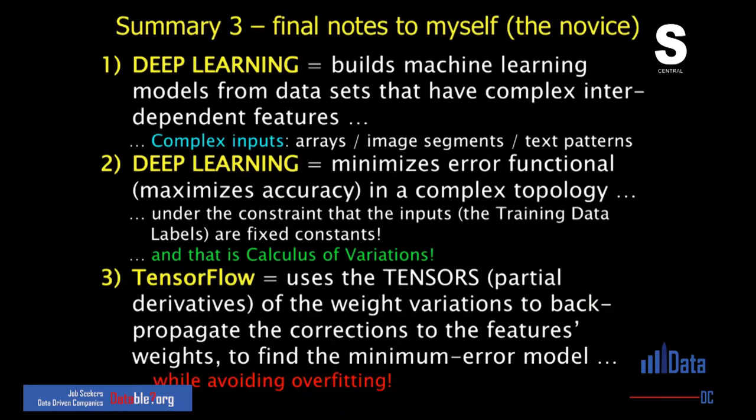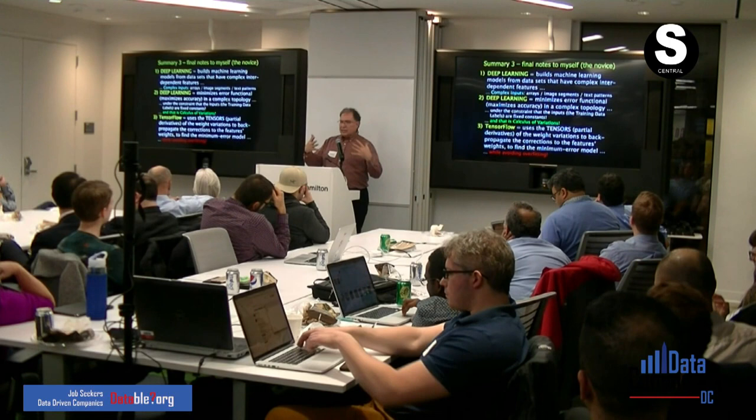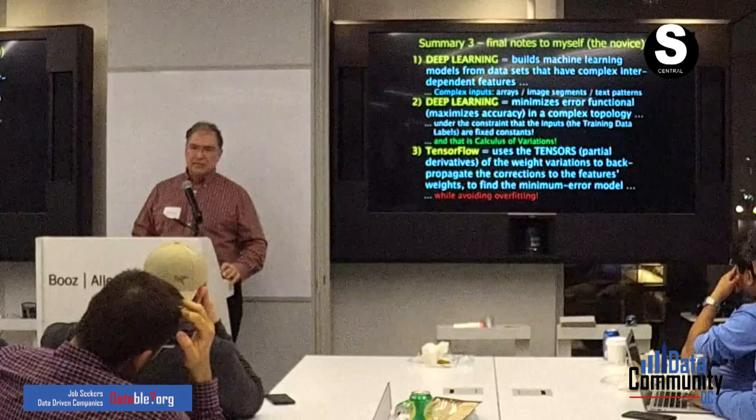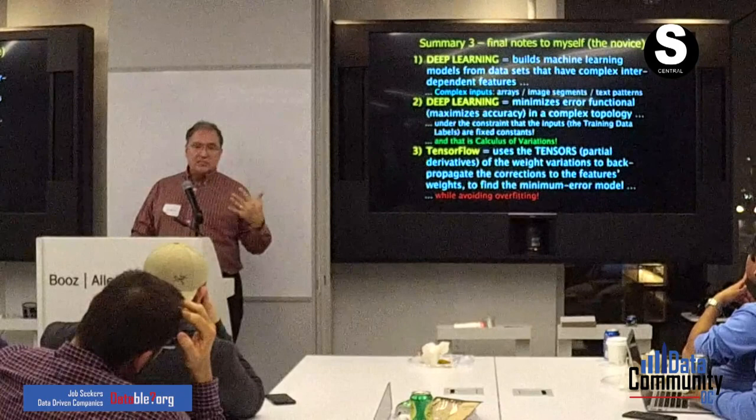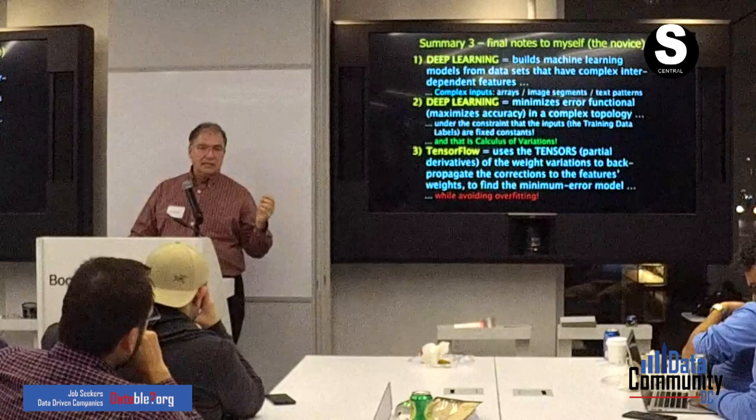So deep learning builds upon all these concepts of machine learning that we've grown to know and love, but for much more complex inputs: arrays, images, text, video. Complex inputs have very complex interrelationships between all those parameters. If we're talking about pixels in images or video sequences, it could be hundreds of millions of inputs. And so deep learning then minimizes this error functional. By functional, I mean it's a function of functions. We're minimizing the error, or maximizing accuracy, in this complex topology under a constraint. In this case, the constraint is that the training labels can't change.